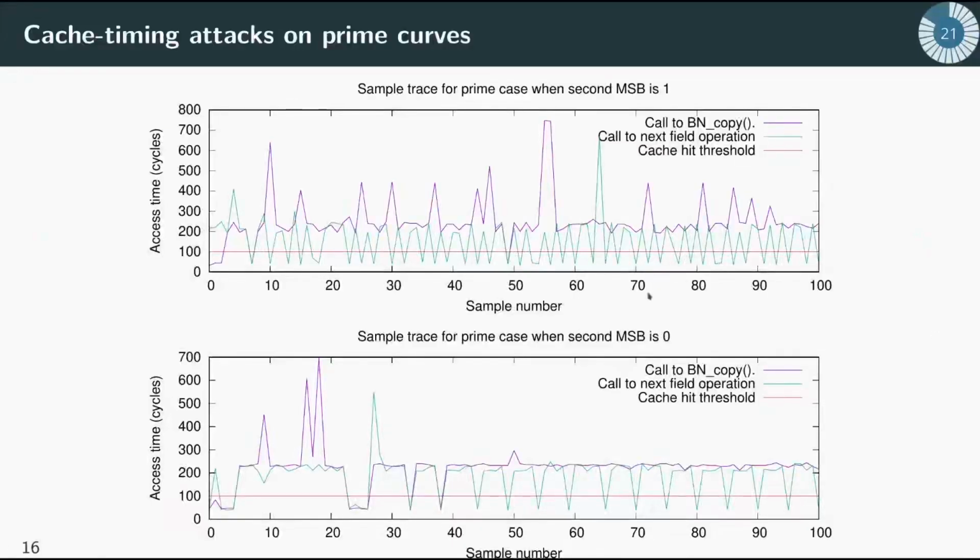Let's take a look at the memory traces for illustration. In these graphs, the y-axis has the memory access time in cycles, and the threshold we used for a cache hit was 100 cycles. So anything below the red line is considered to be a cache hit. The adversary monitors the scalar multiplication, and observes 2 point doublings in affine coordinates in the case that the second most significant bit is 0.